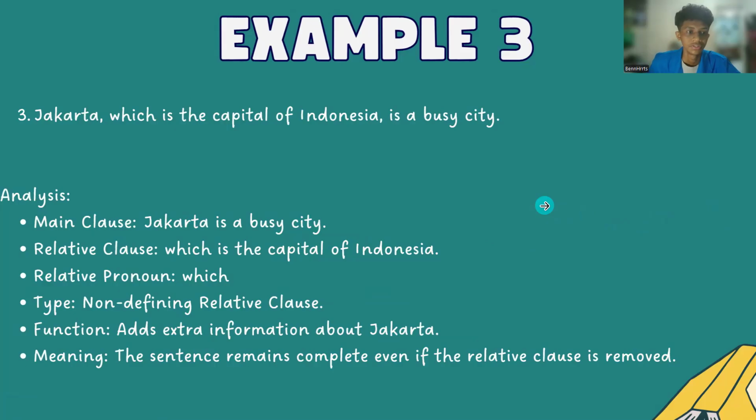And for example three, Jakarta, which is the capital of Indonesia, is a busy city. For the analysis, main clause: Jakarta is a busy city. For the relative clause: which is the capital of Indonesia. Relative pronoun: which. The type is non-defining relative clause. Function: adds extra information about Jakarta. And the meaning is the sentence remains complete even if the relative clause is removed.